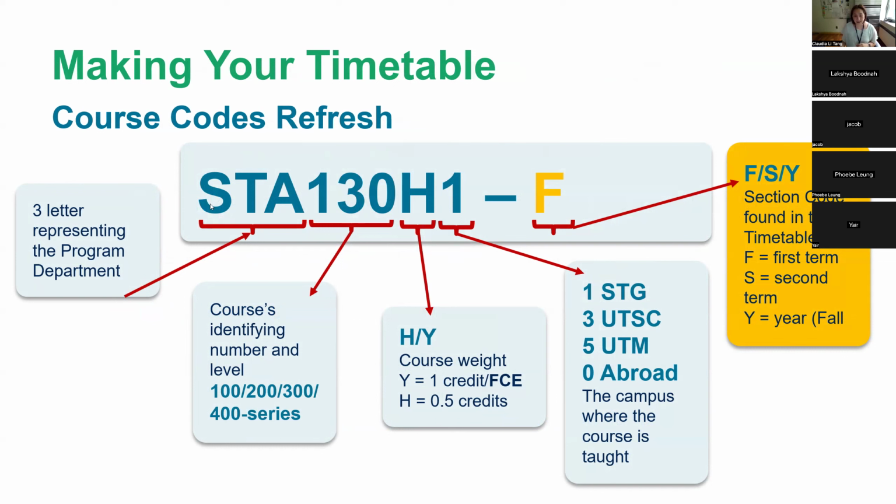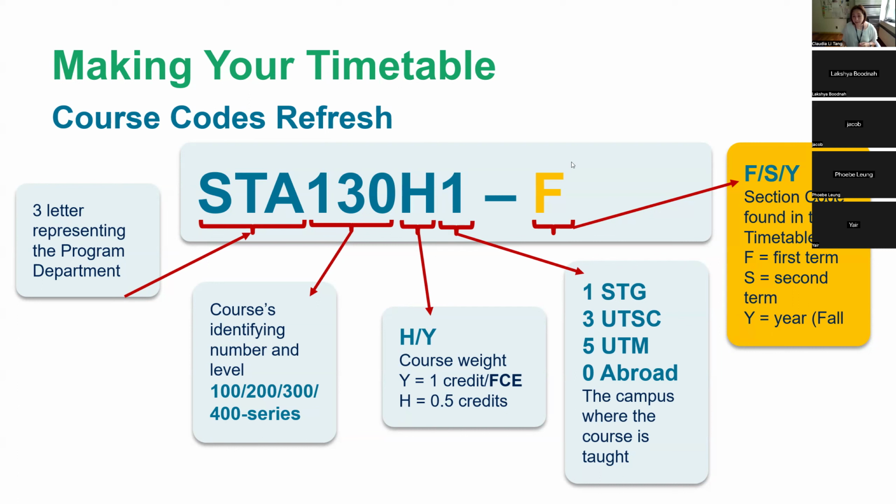Okay, so in the timetable and calendar, you will see course codes that include the department sponsor, the series of the course (100, 200, 300 series), H or Y, the value of the credit, so half or full credit, and typically in our calendar, a 1 tells you that it's offered at St. George, but you can also take courses from other campuses. Typically for UTSC, you'll see a 3 at the end, and for UTM as well, and even field courses that are taught abroad by U of T staff would have a 0 at the end, and some transfer credits would have a 0 as well.